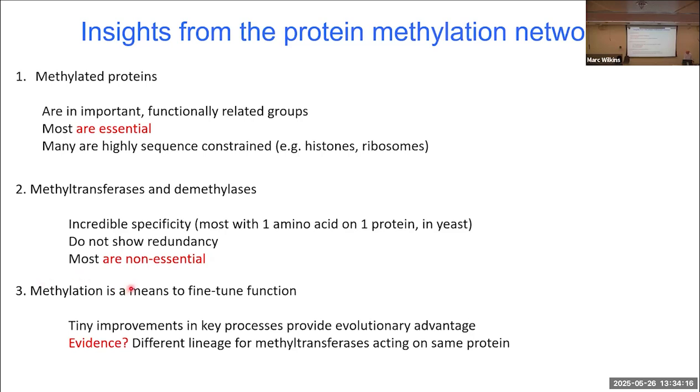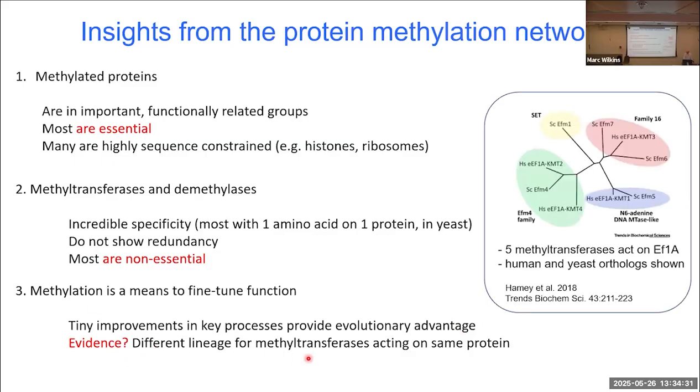So, I mean, working hypothesis means to fine-tune function. Tiny improvements in key processes. You add a methyl group, you change the structure just a tiny bit. Provides evolutionary advantage. And is there evidence for this? Well, I think this is super strong. 5 methyltransferases act on elongation factor 1 alpha. For those of you who love your ribosomes and the biology of that, elongation factor 1 alpha brings tRNAs to the ribosome. This is the protein inside the eukaryotic cell that has the most attention for methyltransferases.